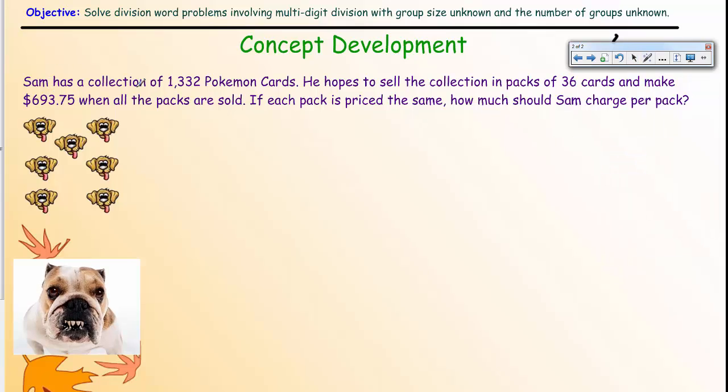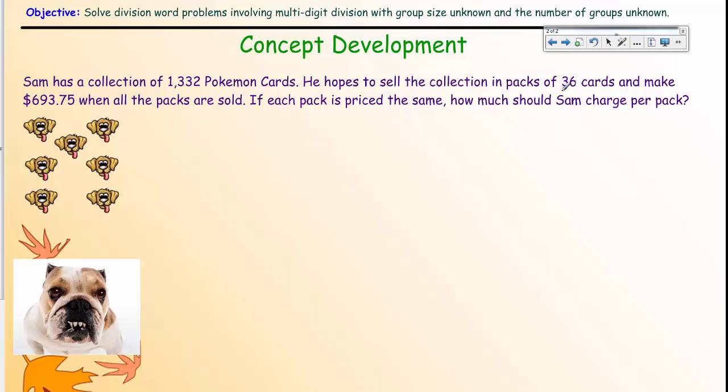It says here Sam has a collection of 1,332 Pokemon cards. He hopes to sell the collection in packs of 36 cards and make, wow, $693.75 when all the packs are sold. Okay. If each pack is priced the same, how much should Sam charge per pack? Okay, here we get another word problem. We're looking at it and thinking, all right, what do I need to do here? It looks like this is kind of like my total here, with that 1,332.